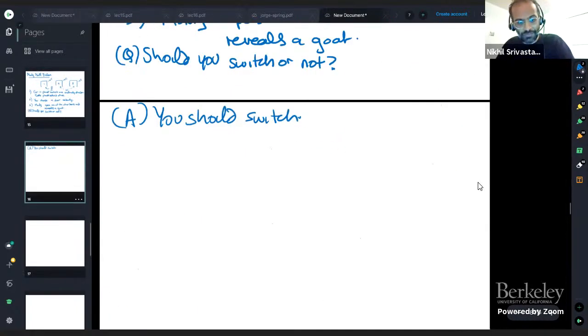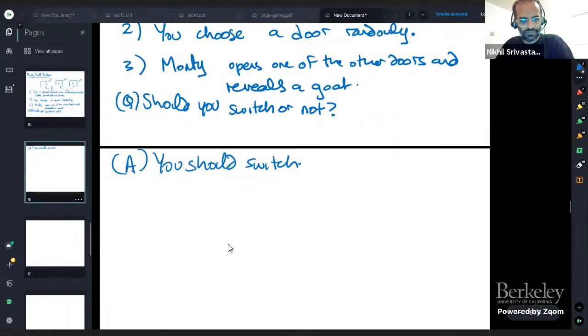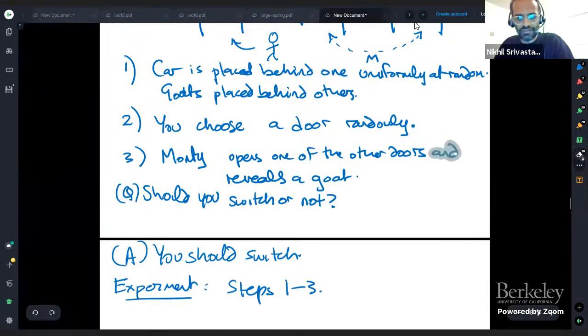So again, what's the experiment? Well, the experiment is these three steps, right? Steps 1 through 3. And this is a little underspecified because it says opens one of the other doors. So let's say Monty opens one of the other doors with a goat behind it uniformly at random.